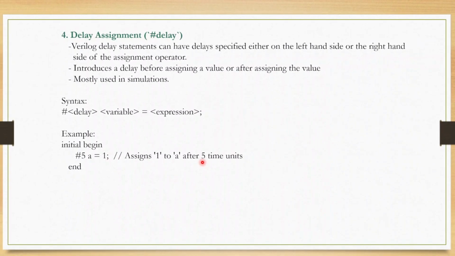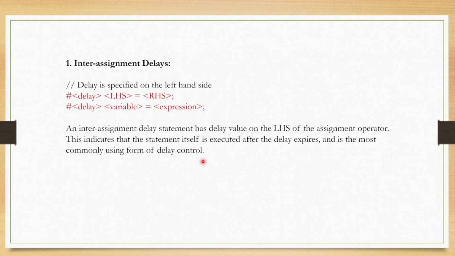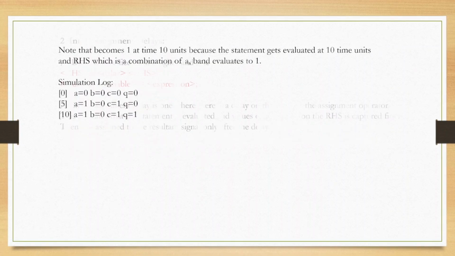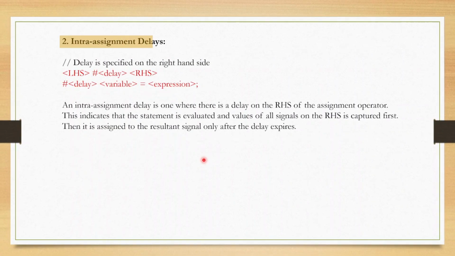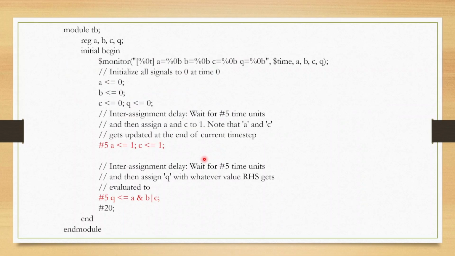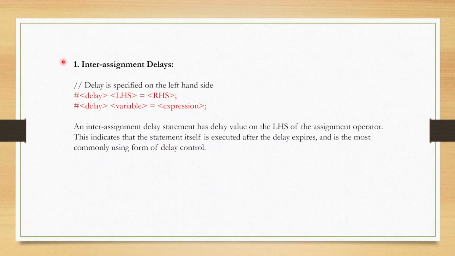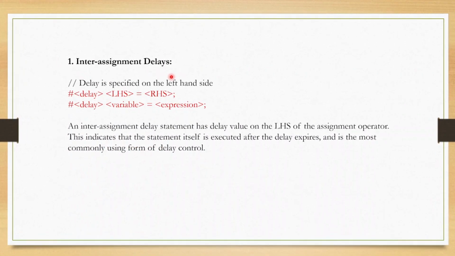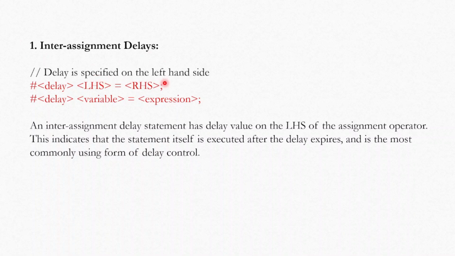Delay assignment can be of two types. First one is inter-assignment delay. Second one is intra-assignment delay. For inter-assignment delay, the delay is specified on the left hand side. The syntax is # delay, then left hand side, then equal, then right hand side, then semicolon. Similarly, we can say # delay, then variable, then equal, then expression, then semicolon.